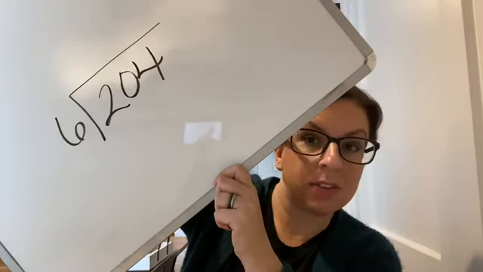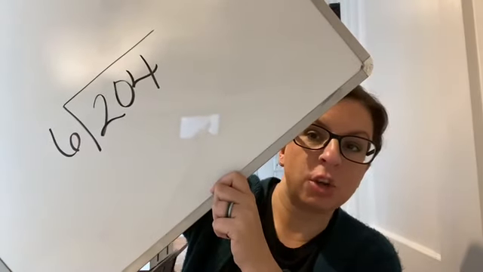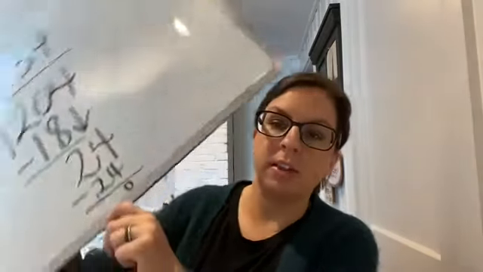Okay, first we say to ourselves, how many times does 6 go into 2? Can't do it. How many times does 6 go into 20? 3 times. 3 times 6 is 18. Next step, subtraction. 20 minus 18 is 2. Compare, 2 is smaller than 6. Bring down the 4. How many times does 6 go into 24? 4 times. 4 times 6 is 24. Subtract, 24 minus 24 is 0. All right, so we have no remainder.